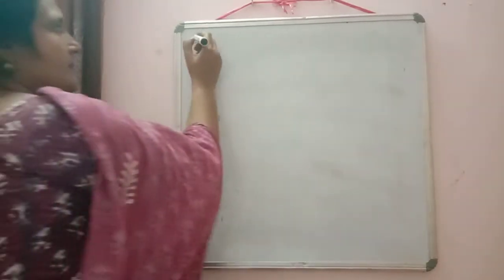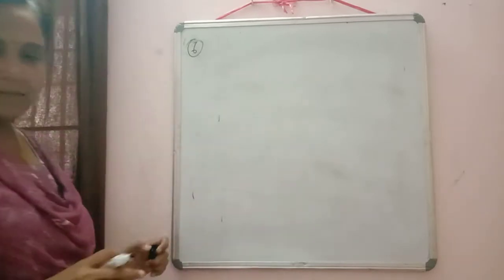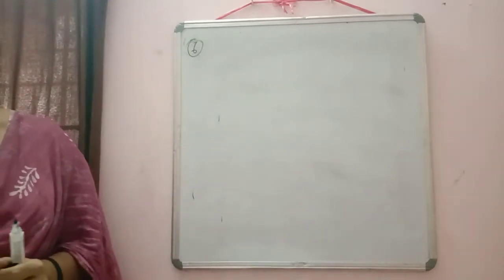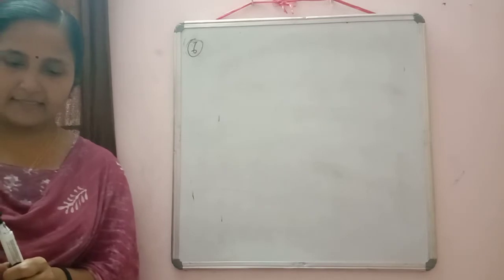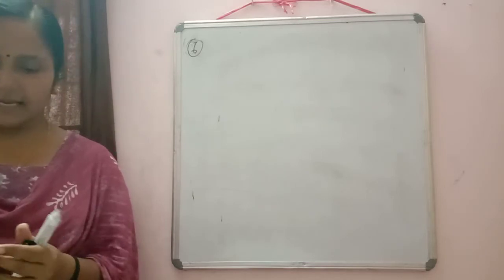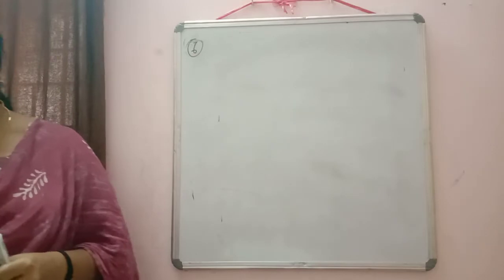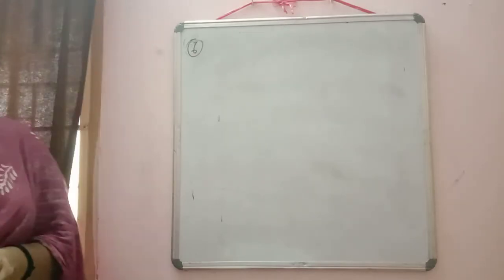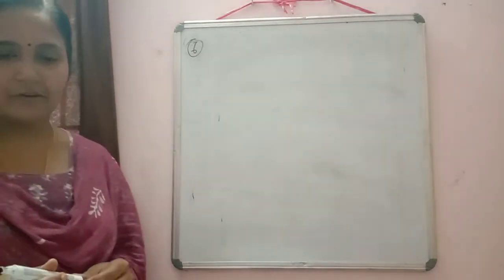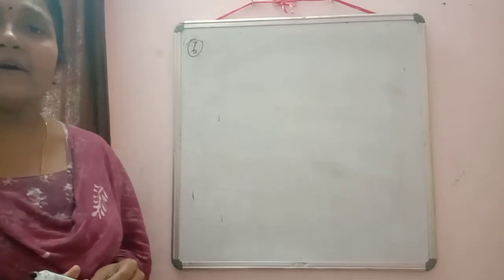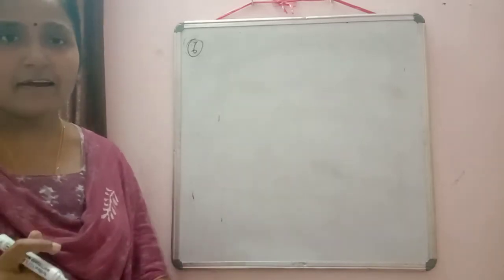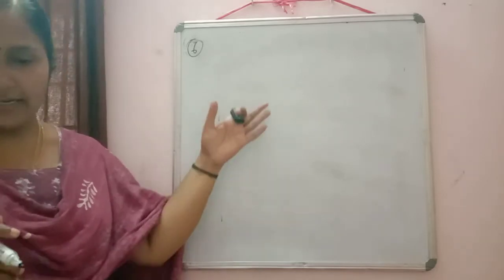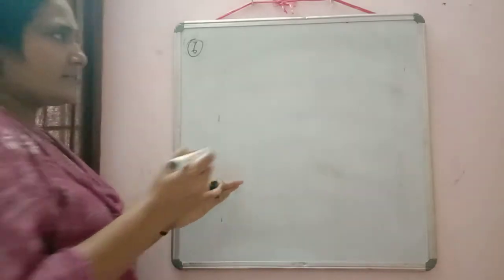Next is question number 6. In question number 6 we have to verify that the median of a triangle divides it into two triangles of equal areas. Again this concept we studied in 9th class in area of parallelograms and triangles. Now what we have to do? We have to verify this for triangle ABC whose coordinates are given.